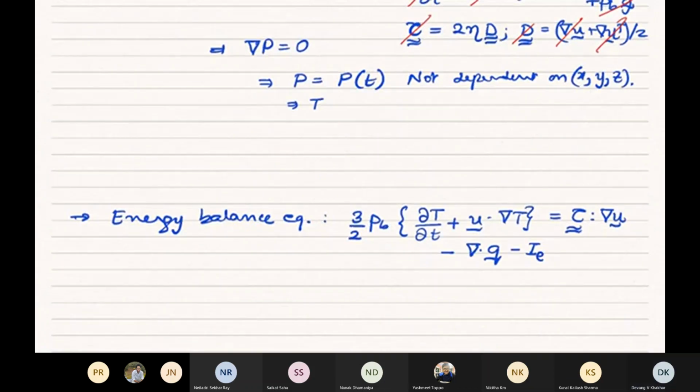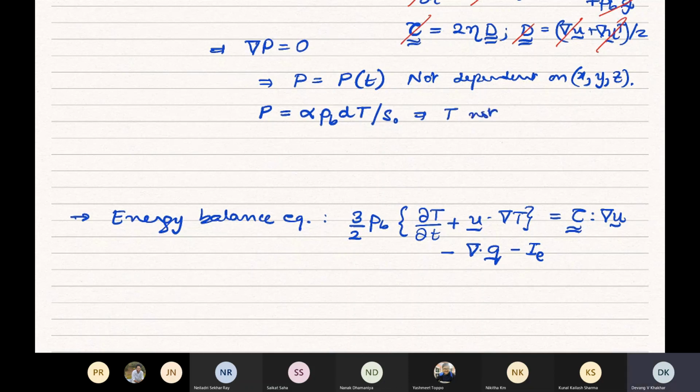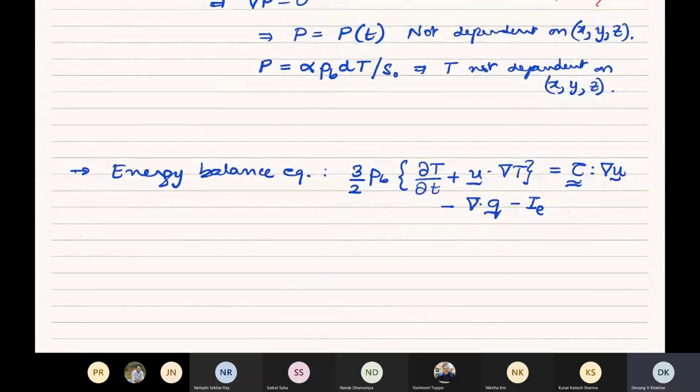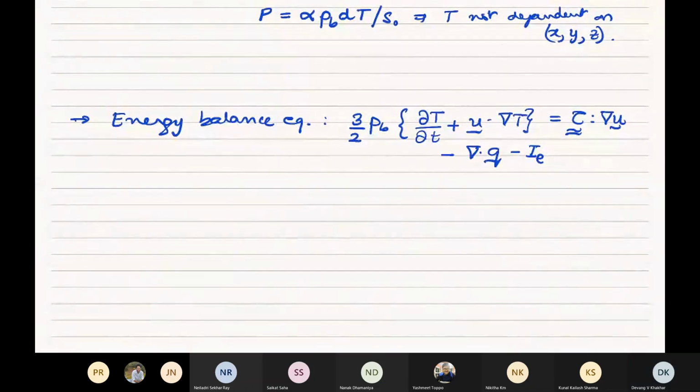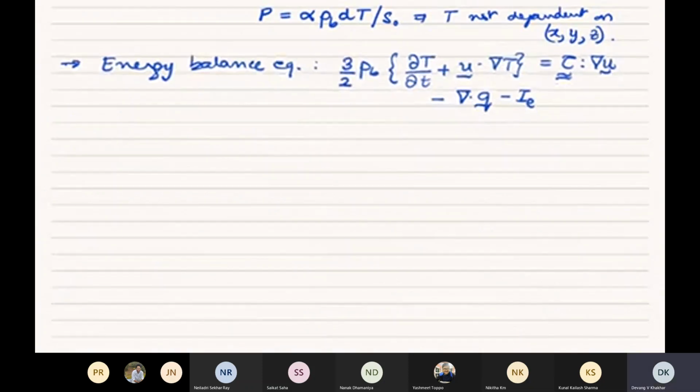So that means P is just equal to alpha rho b dt by S0. So we can see that over here, since P is not dependent on X, Y, and Z, all the rest of the things are constants. So this implies that T is also not dependent on spatial coordinates. This is the constitutive equation for the pressure, or equation of state. So pressure is just proportional to the temperature. And if pressure is not dependent on spatial coordinates, then temperature also cannot be. So now we can go back to our energy equation and start trying to simplify this.